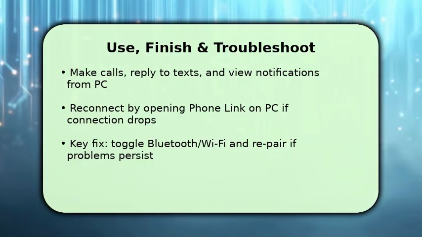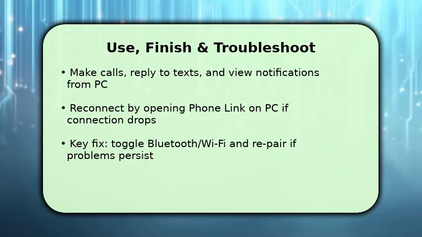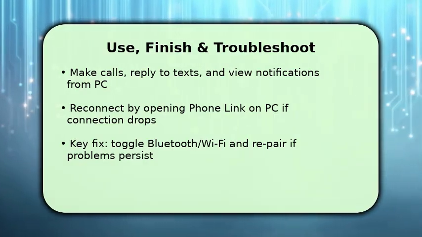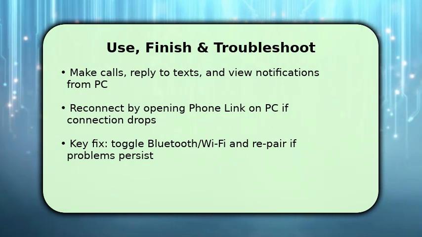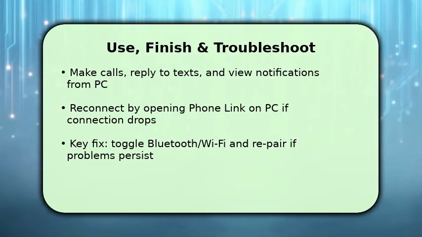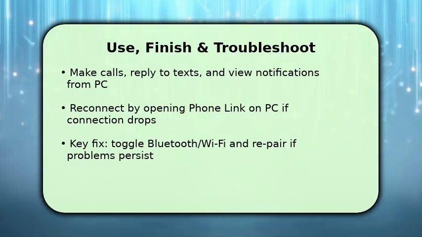If you lose connectivity, make sure both devices are on the same network and restart Phone Link. If that fails, toggle Bluetooth and Wi-Fi on both devices and repair. This resolves most interruptions because it clears stale pairing data and refreshes permissions.